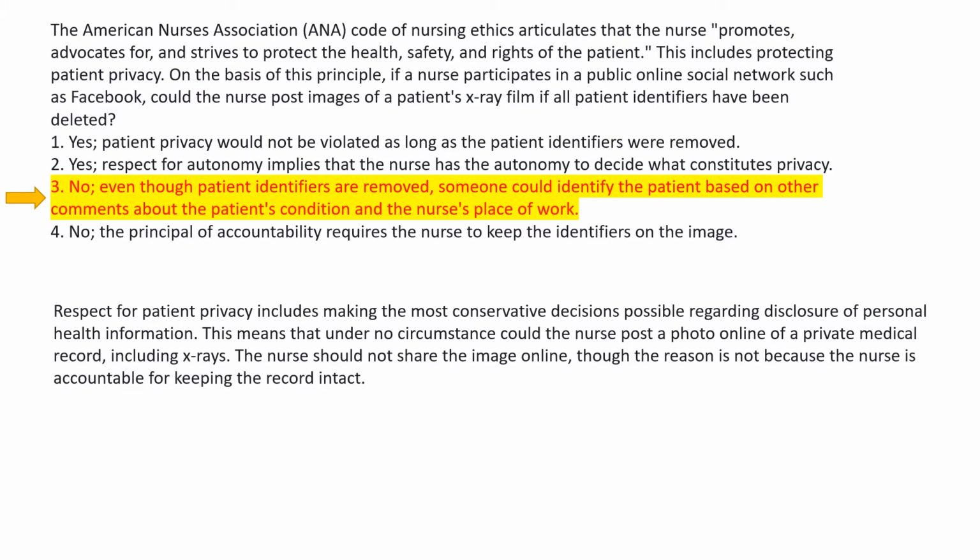Answer 3. No, even though patient identifiers are removed, someone could identify the patient based on other comments about the patient's condition in the nurse's place of work. Respect for patient privacy includes making the most conservative decisions possible regarding disclosure of personal health information. This means that under no circumstance could the nurse post a photo online of a private medical record, including X-rays. The nurse should not share the image online, though the reason is not because the nurse is accountable for keeping the record intact.